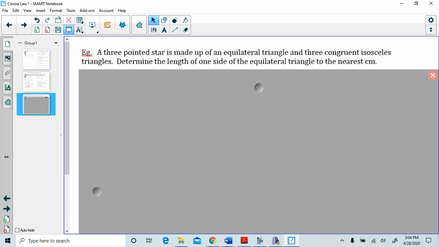Moving to the next part. We're going to do a little bit of an application in terms of a visual. Okay, so the situation here is a 3-pointed star is made up of an equilateral triangle and 3 congruent isosceles triangles. It's up to us to determine the length of one side of the equilateral triangle to the nearest centimeter. So again, let's get a nice visual for this. So just take a minute, draw yourself a picture. Keep in mind we have an equilateral triangle and then 3 congruent isosceles triangles around that equilateral triangle on each side.